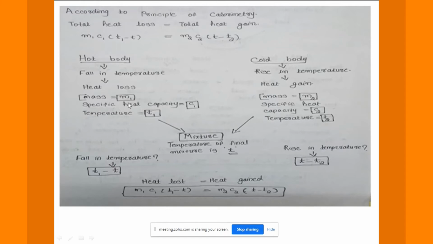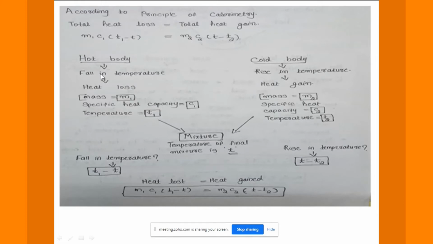Now I'm going to give the terms m1, c1 and t1 for the hot body. That means the mass of the hot body is m1, specific heat capacity is c1, and temperature is t1. Whereas the mass is m2 for the cold body, specific heat capacity is c2, and temperature is t2. Now we have m1, c1, t1 for the hot body, and m2, c2, t2 for the cold body. If I mix these two substances, I will get a final mixture which will have a temperature that is just the letter T. Okay, this is T. I hope it is clear.